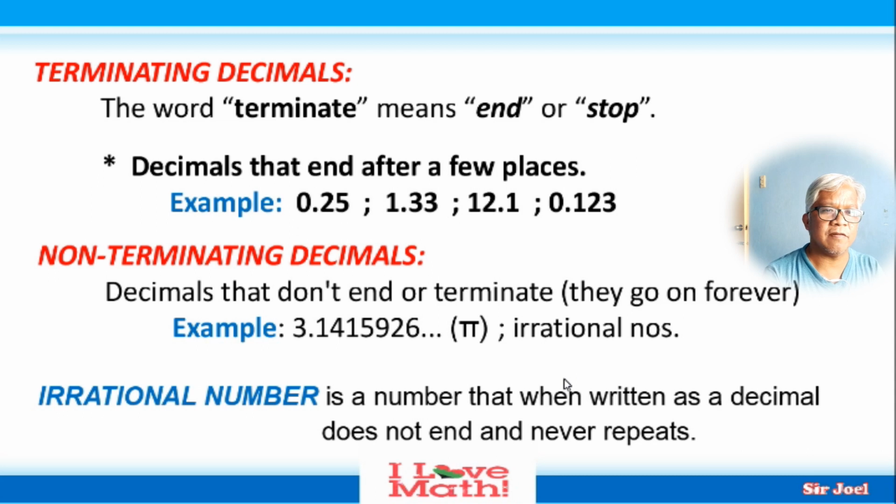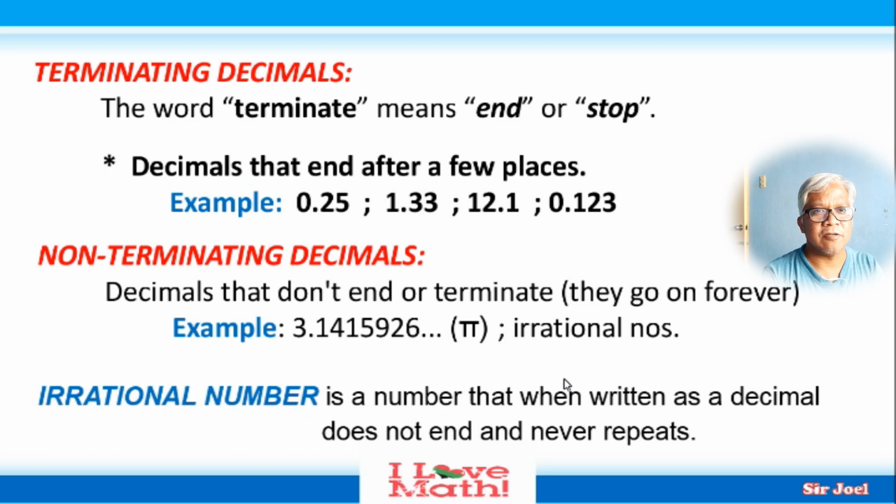Another example of a non-terminating decimal or decimals ay itong tinatawag nating irrational numbers. When we say irrational numbers, these are numbers that when written as a decimal does not end and never repeats. Ibig sabihin, kapag daw isinulat natin itong irrational number as decimal, ito ay dire-diretso, hindi natatapos. At the same time, hindi nauulit.